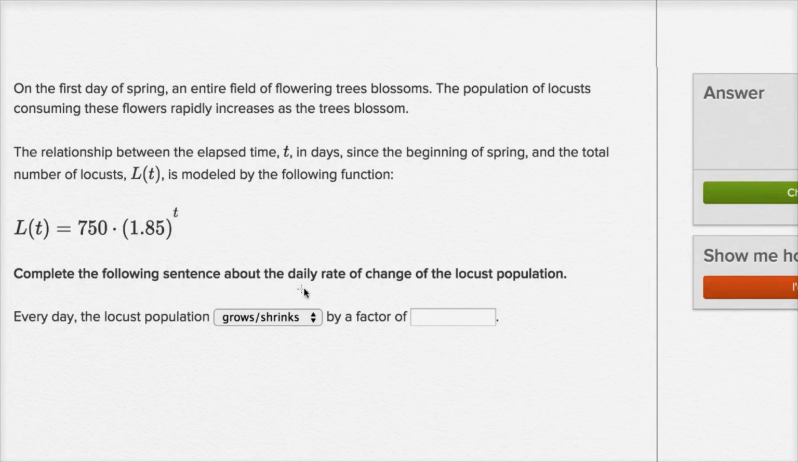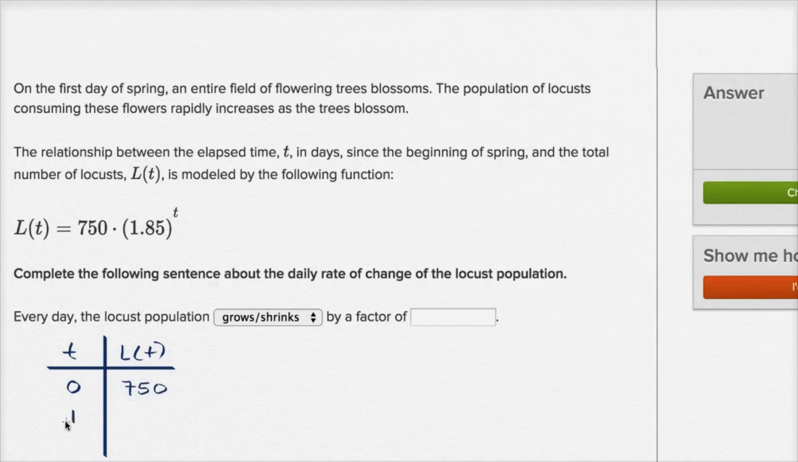Complete the following sentence about the daily rate of change of the locust population. Every day the locust population, well, every day, think about what's going to happen. I'll draw a little table just to make it hopefully a little bit clearer. So we'll put t and L of t. So when t is 0, so when 0 days have elapsed, well, there's going to be 1.85 to the 0th power. This is going to be 1. So you're going to have 750 locusts right from the get-go.